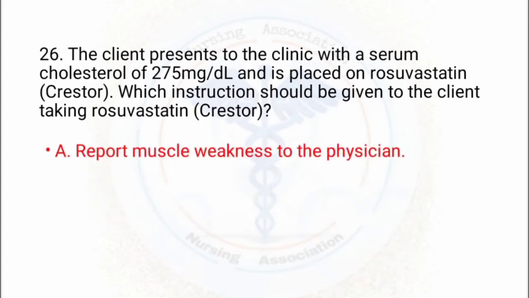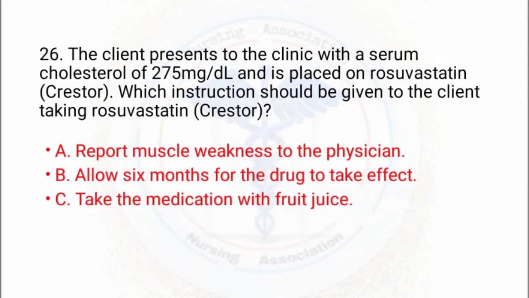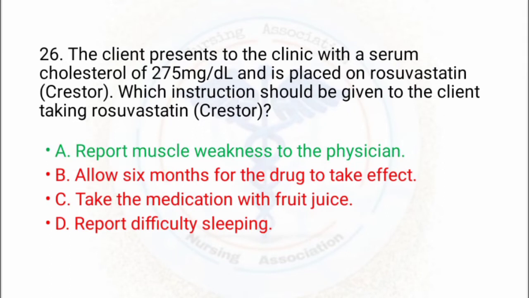Option A, report muscle weakness to the physician. Option B, allow 6 months for the drug to take effect. Option C, take the medication with fruit juice. Option D, report difficulty sleeping. So let's see the correct option. The correct option is option A, report muscle weakness to the physician.